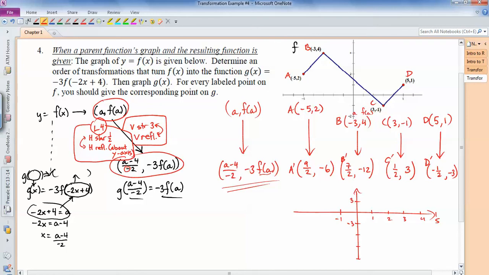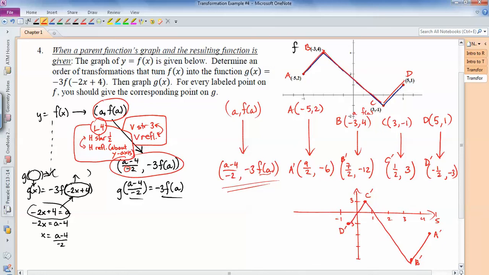So A prime is at 4.5, negative 6. So 4.5, negative 6 would go here. B prime is 3.5, negative 12, down here. C prime is 1/2, positive 3, right here. And D prime is negative 1/2, negative 3, right here. And then since A was connected to B with a straight line, B is connected to C with a straight line, C is connected to D with a straight line, that means A prime is connected to B prime with a straight line, those two are connected with a straight line, and those two are connected with a straight line.